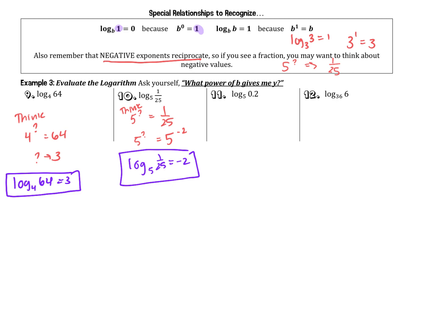All right, I'm going to encourage you to pause the video and try numbers 11 and 12. I'm going to give you a hint on number 11: try and rewrite 0.2 as a fraction instead of as a decimal and see if that helps you out.